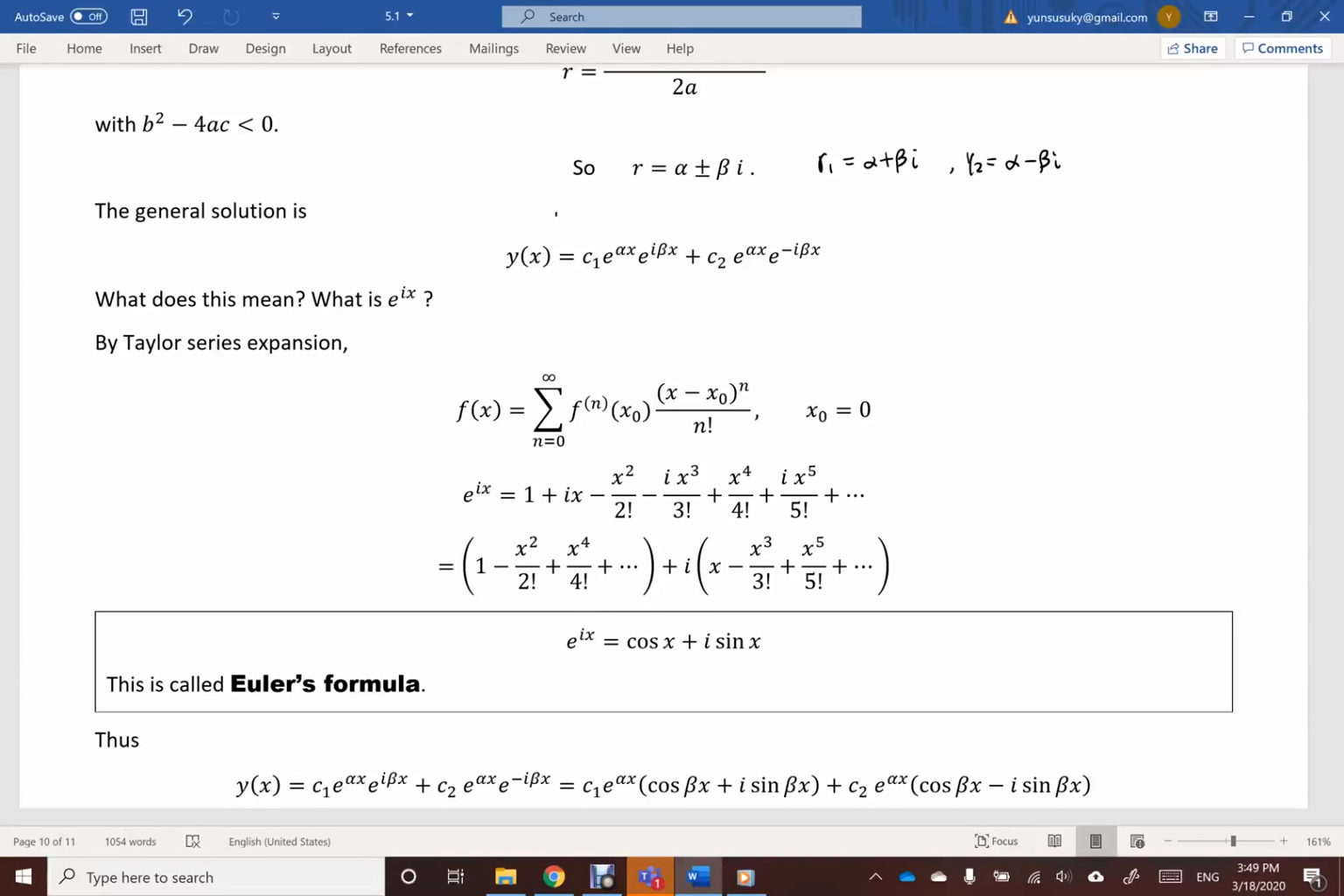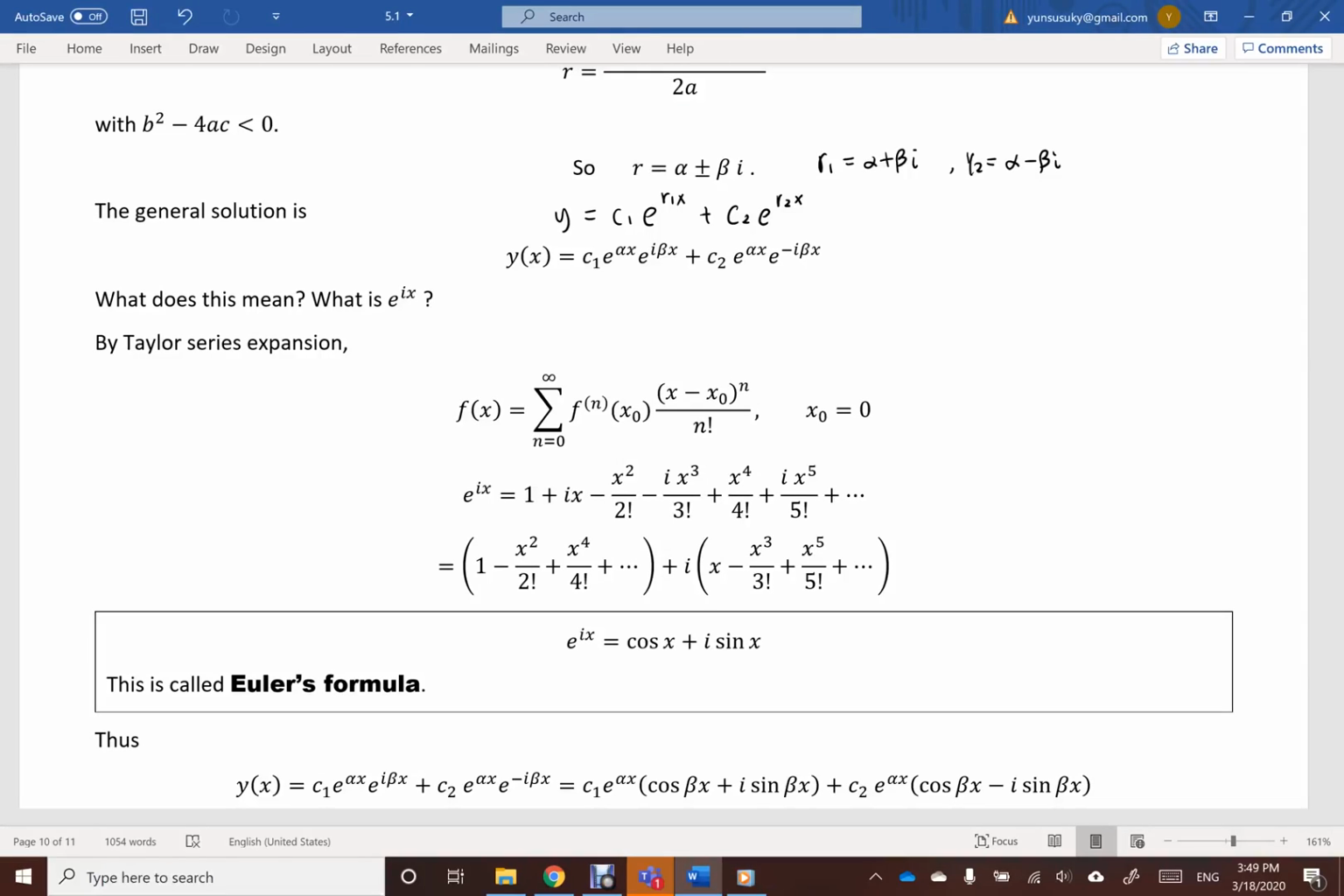And our solution is c1 e to the r1 x plus c2 e to the r2 x. So r1 is alpha plus beta i. So that's why you have e to the alpha x times e to the i beta x. And then for the other one, you have e to the alpha x times e to the negative i beta x. What does this mean? What is e to the ix?